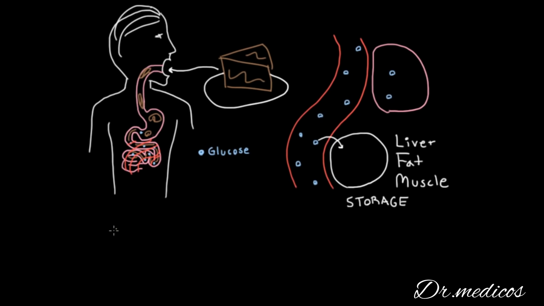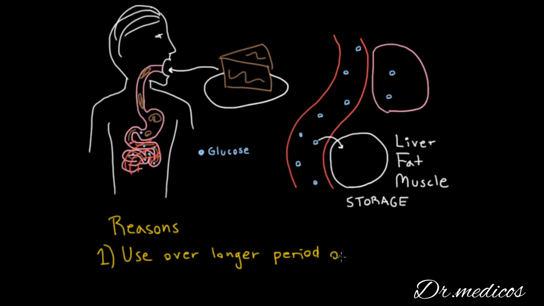So let's keep track of what we're saying here. We're giving reasons why you want to store your glucose. And the first reason we've said is so that you can use it over a longer period of time. Because maybe you won't have another piece of cake for a while, and therefore it would be good if later on, when you didn't have another piece of cake, you could just use some of the stored up glucose. So you want to use it over a longer period of time.